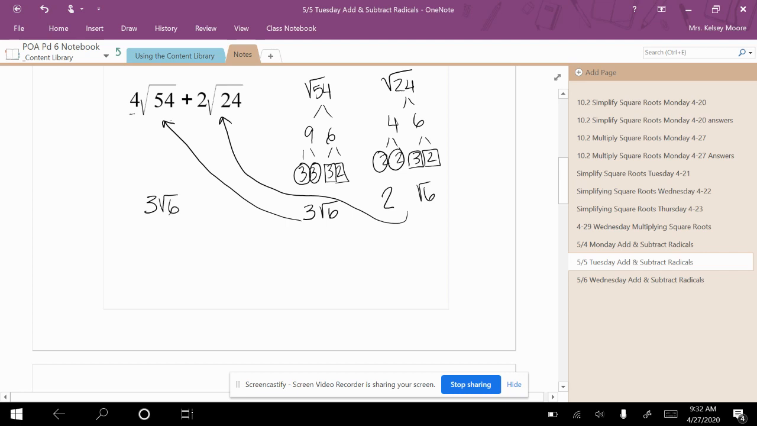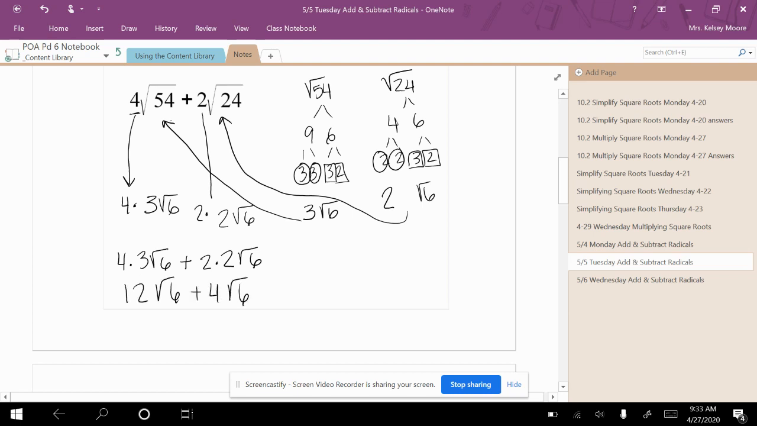But you can't forget about that 4. You have to bring it down. Remember, we did that last week. And then the square root of 24 now is 2 square root of 6. But I need to bring down my 2. So let me rewrite that a little bit nicer. So I have 4 times 3 square root of 6 plus 2 times 2 square root of 6. Multiplying the 4 and the 3, you get 12 square root of 6 plus 4 square root of 6.